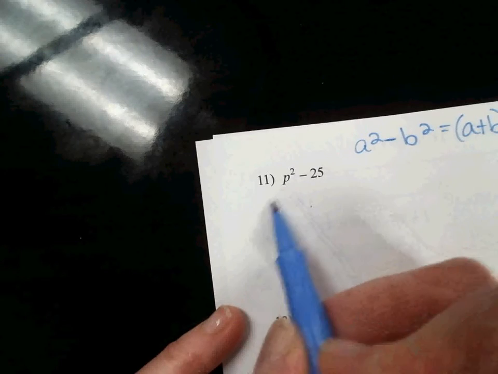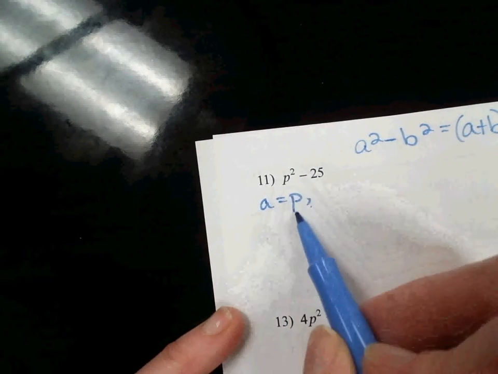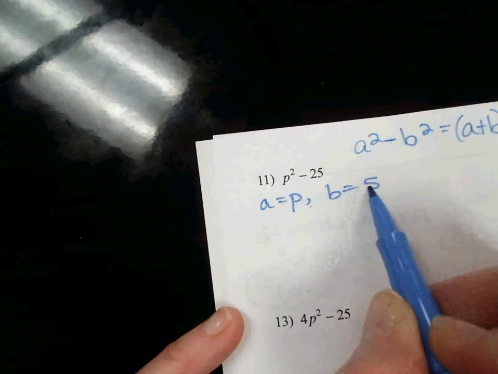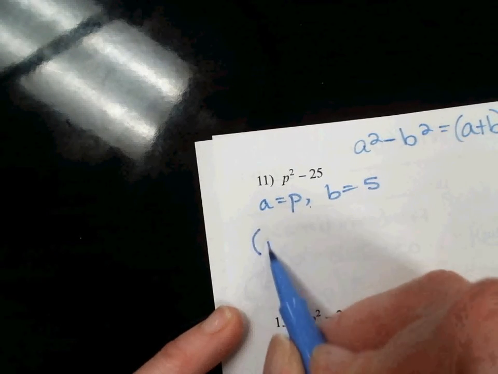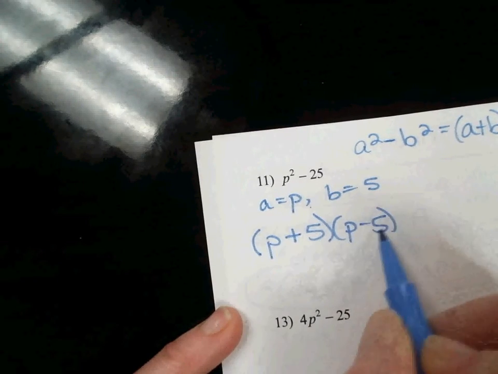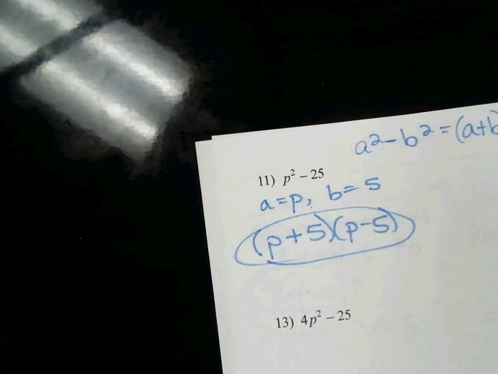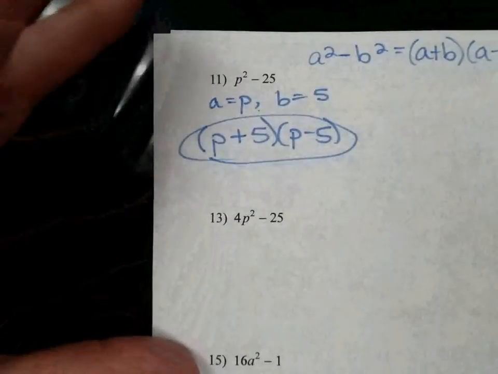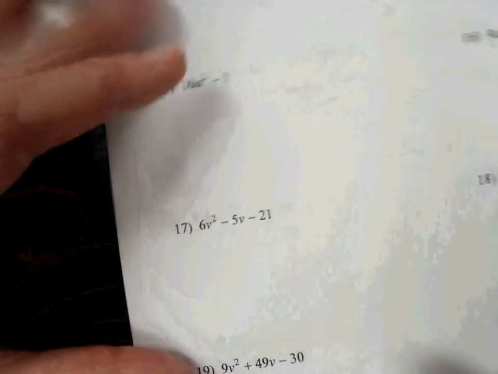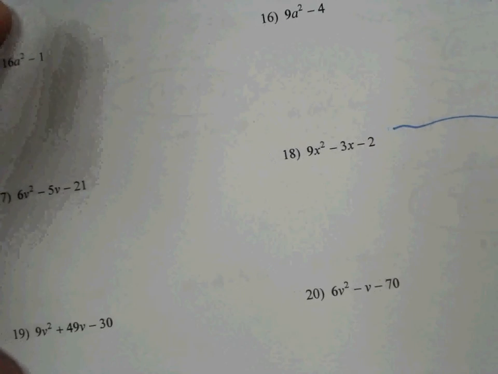So our a value here would be p. Square root of p squared is p. Our b value here would be 5. So we could factor this into p plus 5, p minus 5. And so you have practice on that on 11 through 16. And then 17 to 22, that goes back to the split the middle method. Some extra practice on that split the middle method.